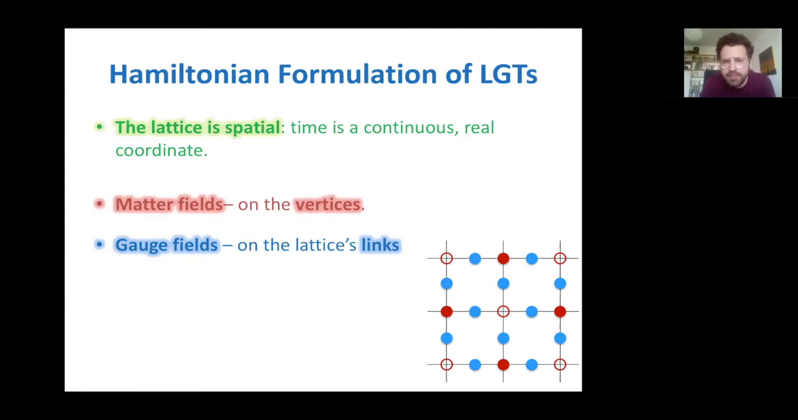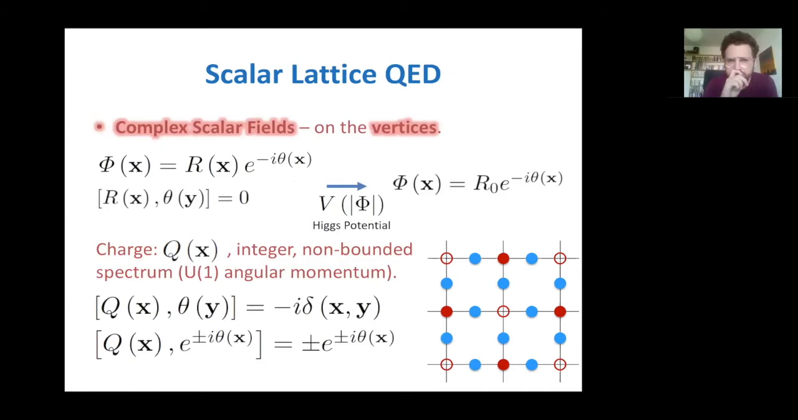But as in the action formalism, the matter fields will reside on the vertices, and the gauge fields will reside on the links. The theory we are talking about here is scalar lattice QED. The matter field that we have on the vertices is described with these capital phi operators, which are complex fields that can be decomposed in the form of a radial real field times the exponential of some angular field.